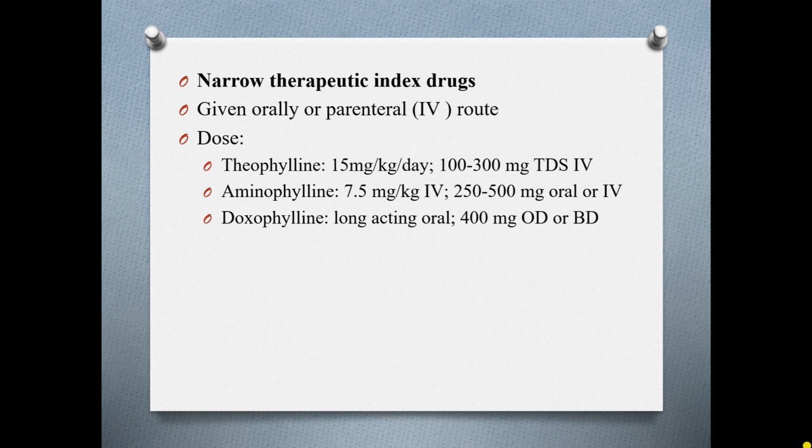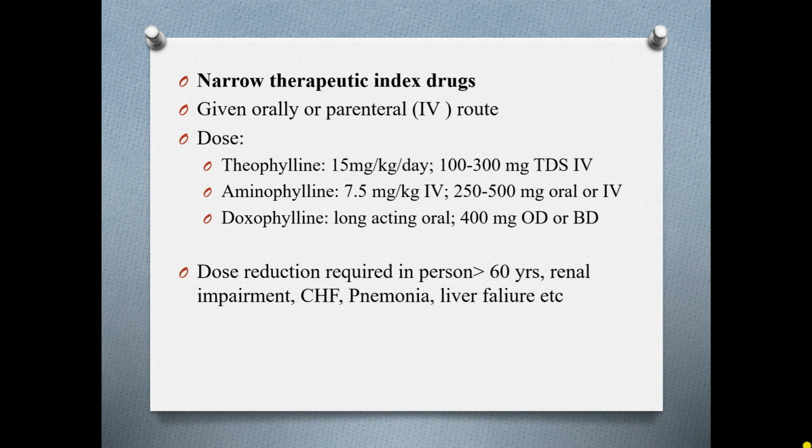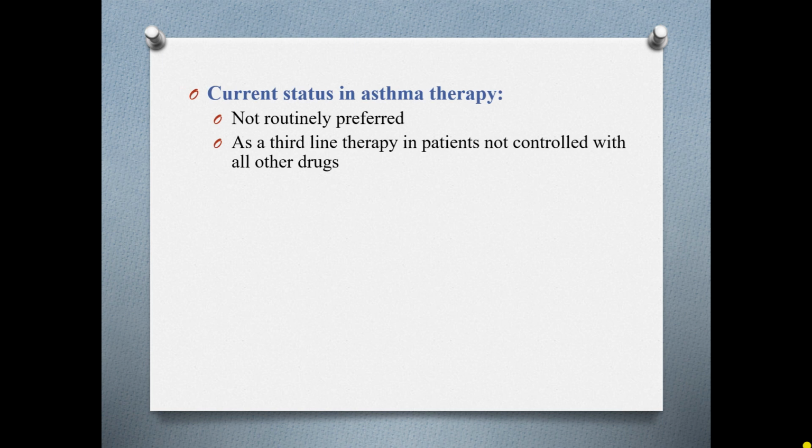Aminophylline 7.5 mg per kg per day IV or 250 to 300 mg oral or IV. Doxophylline is a longer acting drug which is given as 400 mg once or twice a day. But the drug is very toxic. It requires dose reduction in patients more than 60 years of age, renal impairment patients, heart failure patients, pneumonia and liver failure patients.